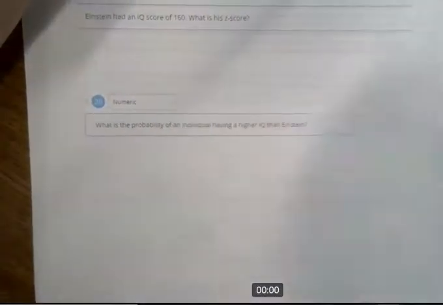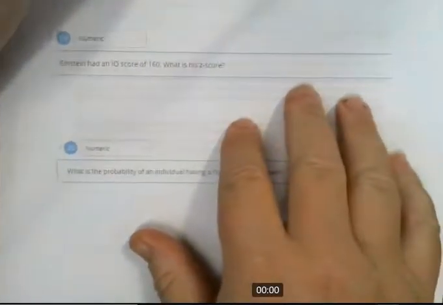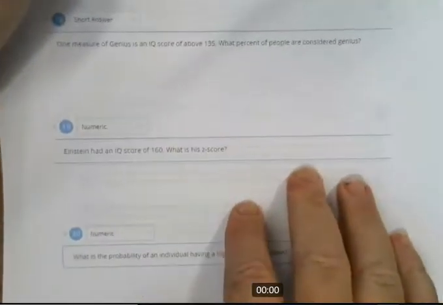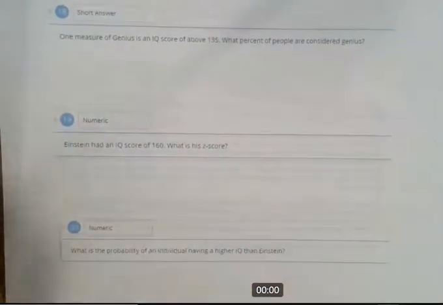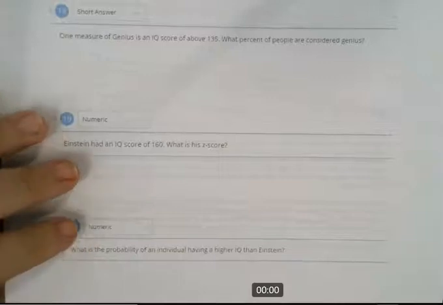There's one more like this, and then I don't believe there are any more in this assignment that I can remember. Okay, so one measure of genius is an IQ score of above 135. What percent of people are considered genius?